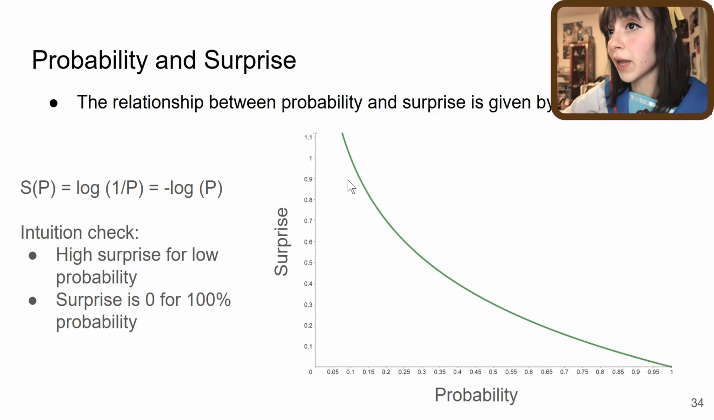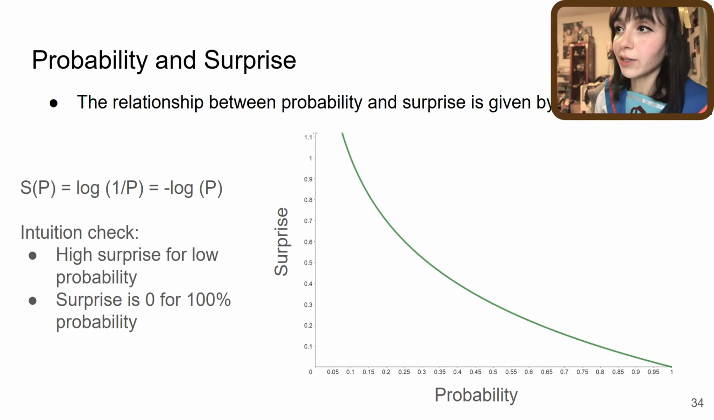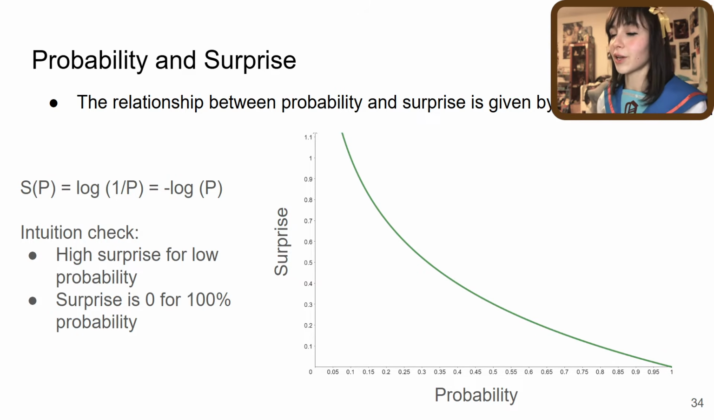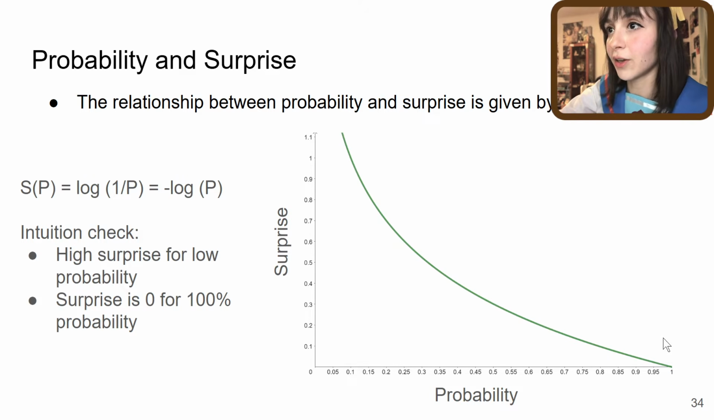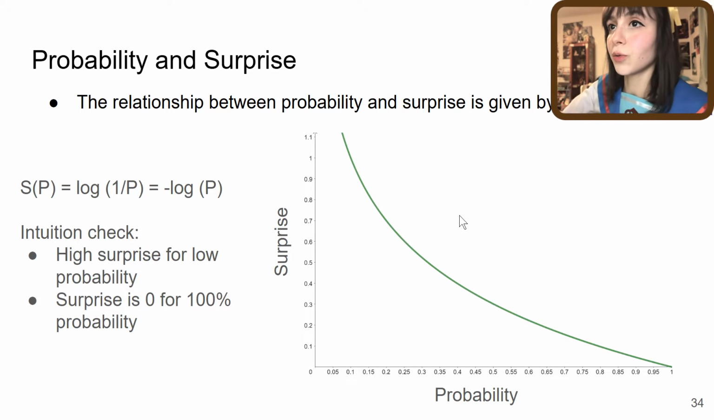And similarly, when the surprise is at 0, so when the surprise crosses the x-axis, we get a 100% probability. So that means that if the probability of something occurring is 100%, my surprise will be 0, because I expect that. I expect it to happen this way if there's 100% probability of it happening. So just a little bit of an intuition check of what is the surprise in relation to the probability, and the main thing is that it's given by this minus log of the probability relationship.